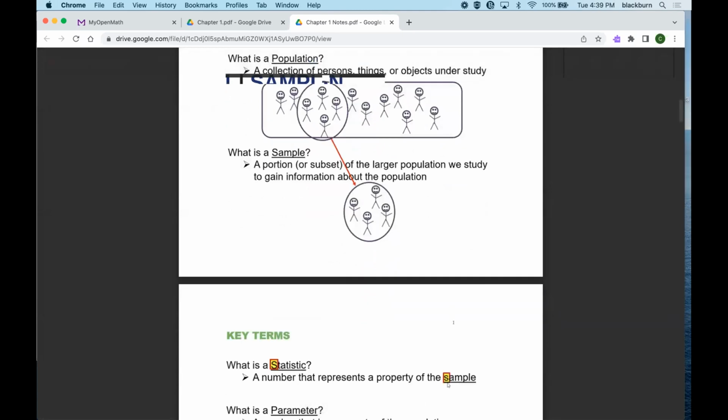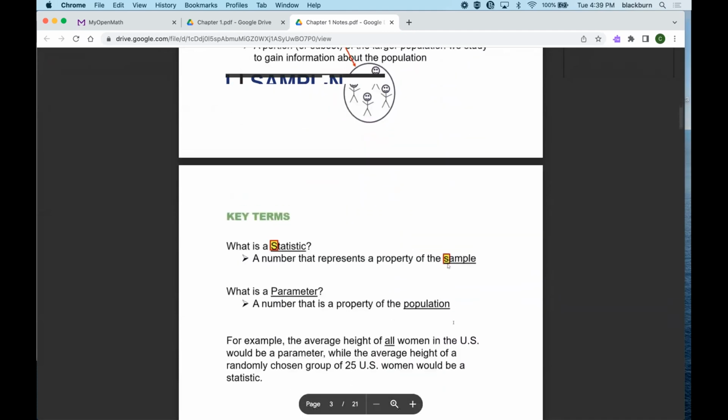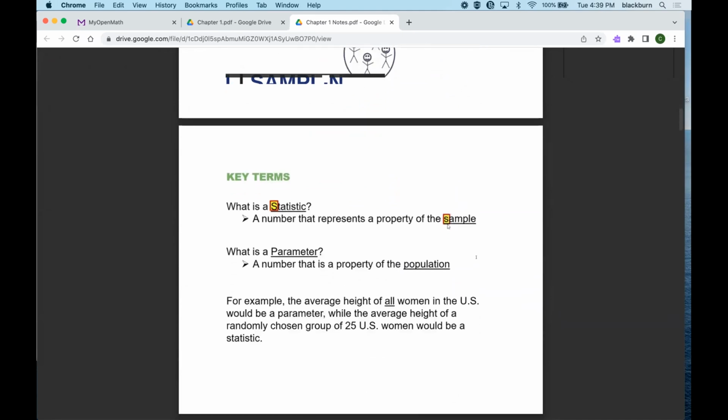I'm going to assume it's kind of hard to teach on Zoom since I can't really read your eyes on a screen. Okay, a statistic is a number that represents a property of the sample. A parameter is a number that is a property of the population. For example, the average height of all women in the US is a parameter, and the average of a randomly selected group would be a statistic. We use statistics to make inferences about parameters.